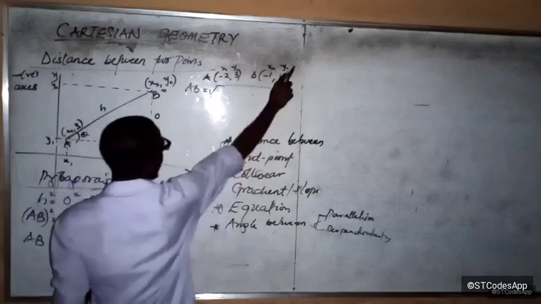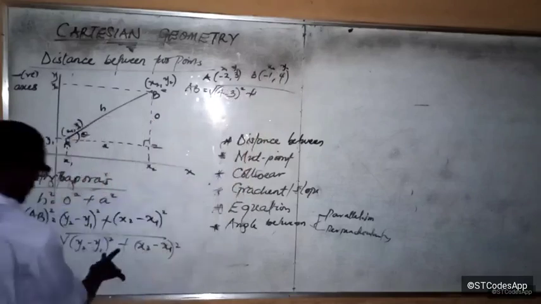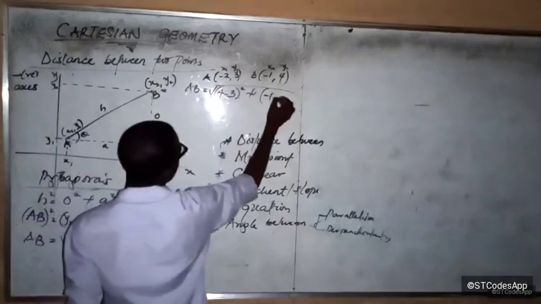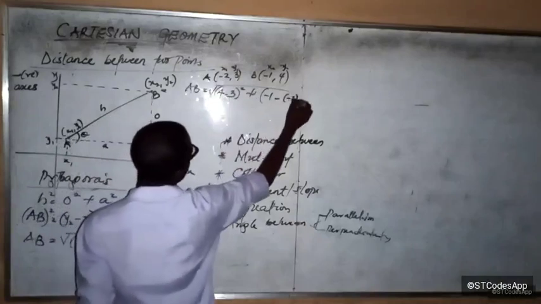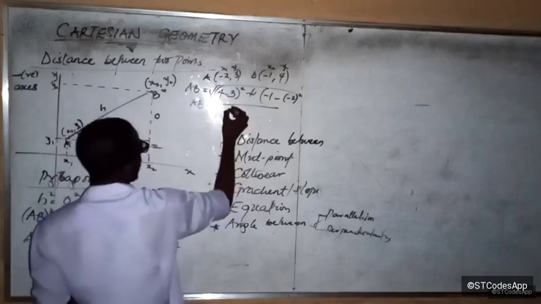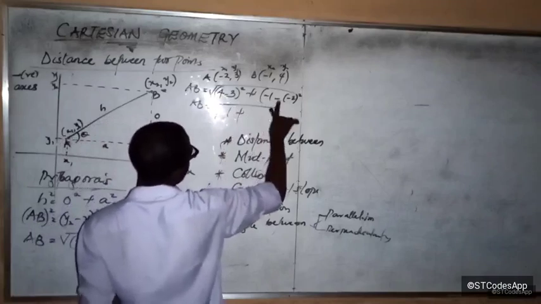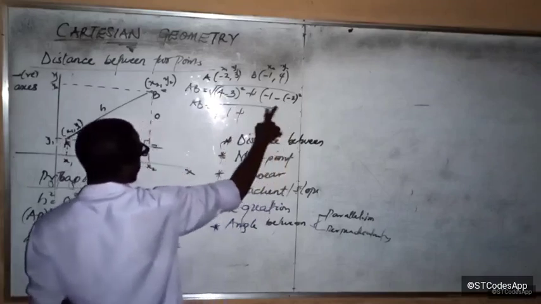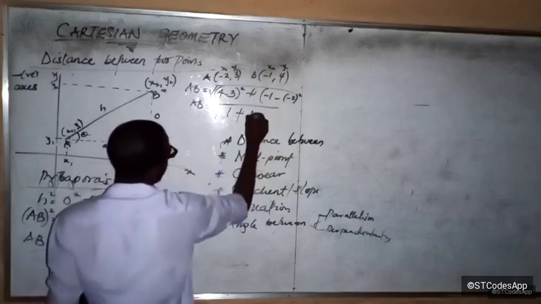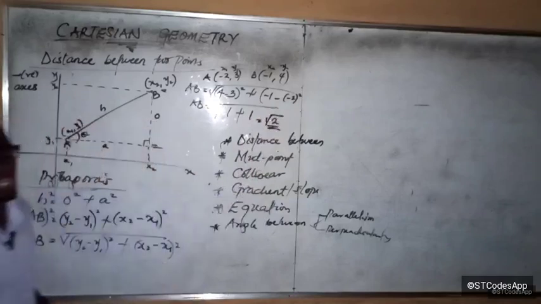Is that okay? So y2 minus y1, that will be 4 minus 3 all squared plus, remember that, x2, which is minus 1, minus x1, which is minus 2, all squared. So we have AB will be equal to the square root of 4 minus 3 is 1. 1 squared is 1 plus minus 1 plus 2, because this will be minus and minus plus. So minus 1 plus 2 is what? It's still 1. So what do we have? 1 squared is also 1. So our answer is root 2. And that is the length of our line AB.